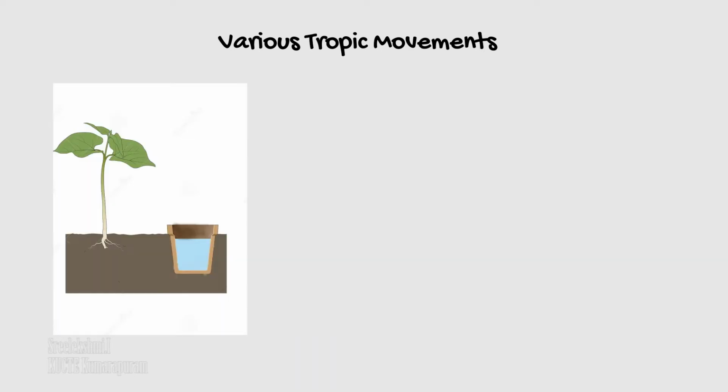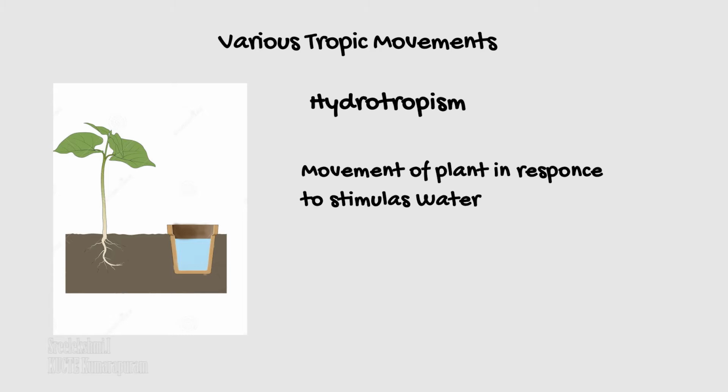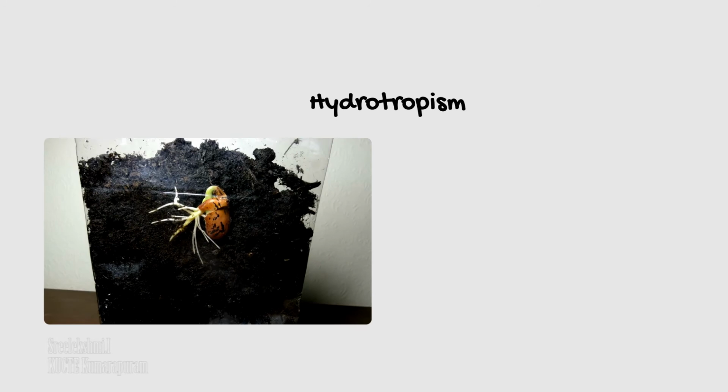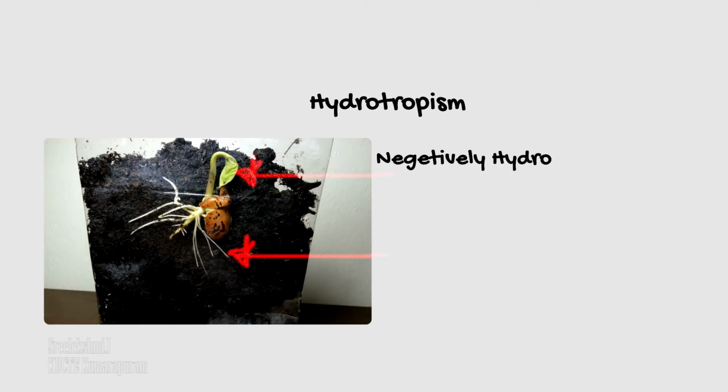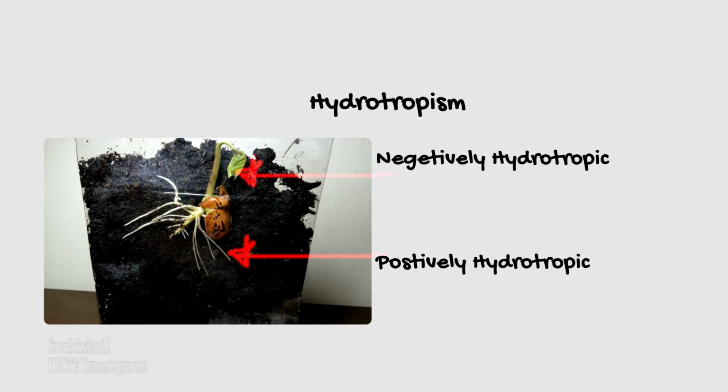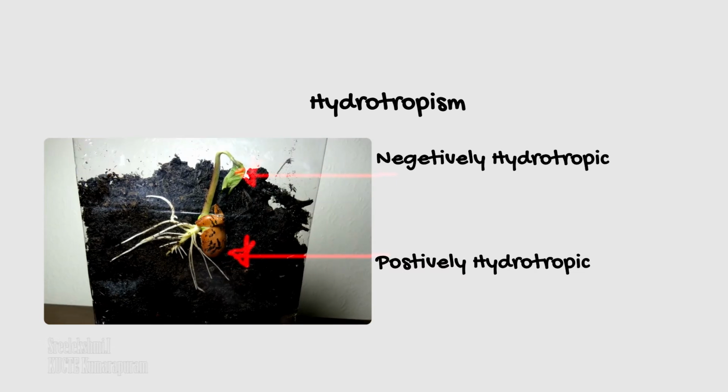Here, what we can see is that the root of a plant grows towards the water bed near that plant. Such a plant movement in response to the stimulus water is hydrotropism. Here, obviously, the roots are positively hydrotropic and the shoots are negatively hydrotropic.